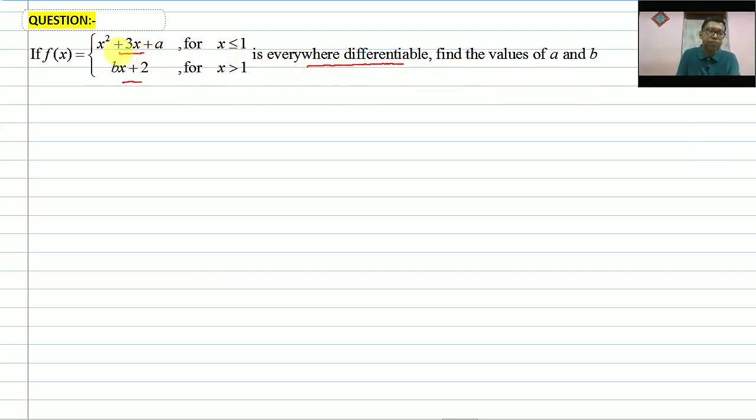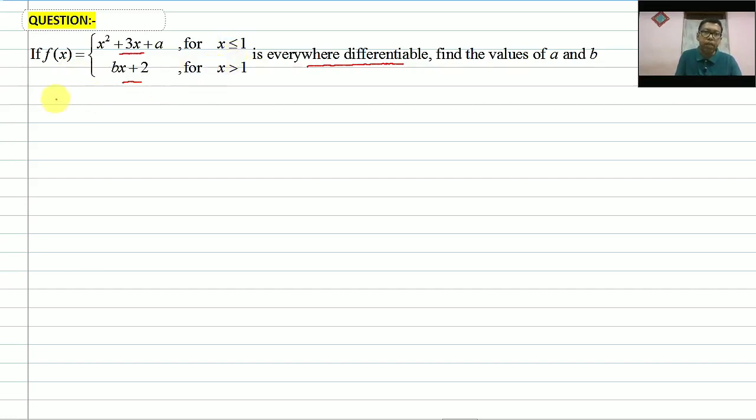Now for x is less than or equal to 1, the function is a polynomial function. For x is greater than 1, the function is again a polynomial function. Since a polynomial function is everywhere differentiable, the function f of x is differentiable for all x greater than 1 and also for all x less than 1. We have to use the differentiability of f of x at only x is equal to 1 to find the values of a and b.